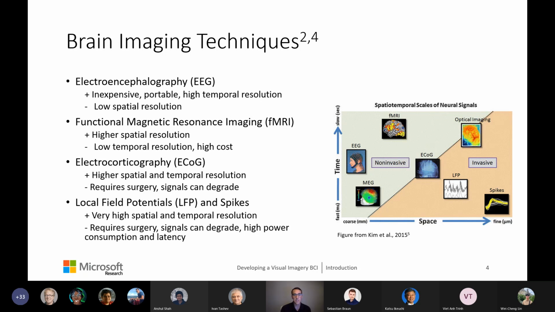Even farther on the invasive side, there are local field potentials or spike electrodes. These are electrodes placed into the cortex that can read a single neuron or clusters of neurons. So it has a very high spatial and temporal resolution. However, once again, it requires invasive surgery. The signals can degrade over time. It's got a high cost, high power consumption, and latency issues.